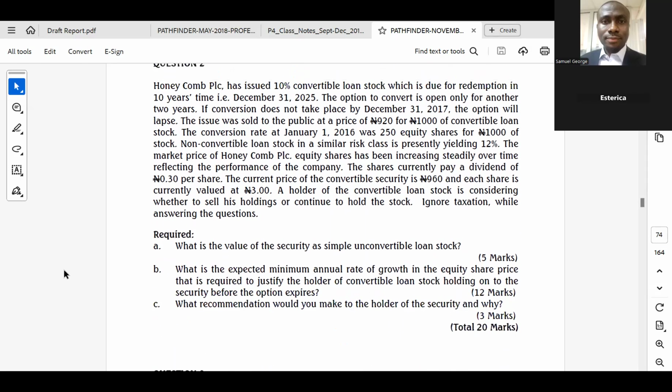Okay, now, A, what is the value of the security as simple unconvertible loan stock? What is the value of the security as simple unconvertible loan stock?